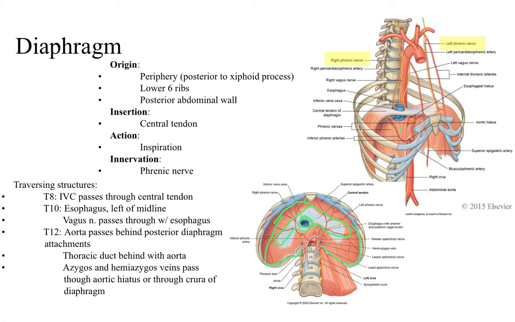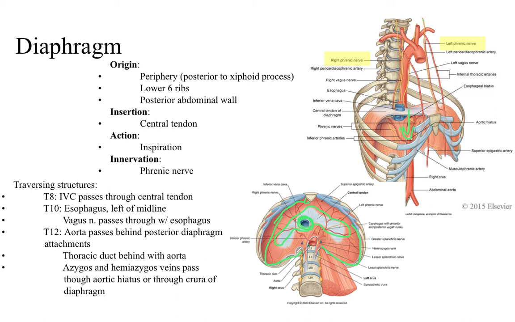All right, and notice that it is in the center of the diaphragm, just off to the right side of the vertebrae. So that's where the IVC is going to pass through, through that central tendon. So as the diaphragm is being pushed downwards, the central tendon is going to slide along that inferior vena cava.